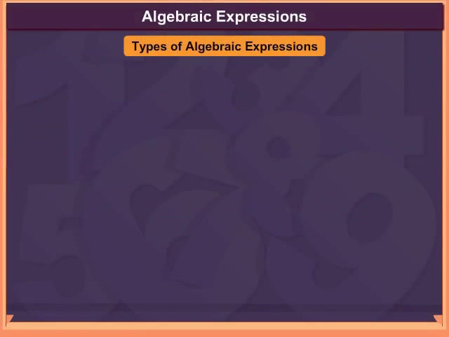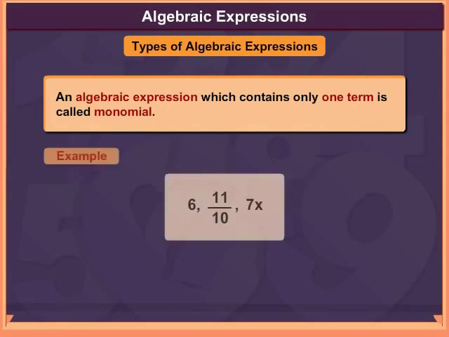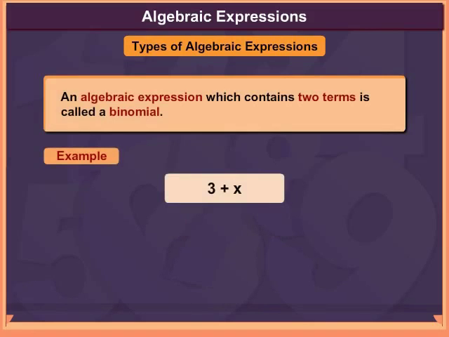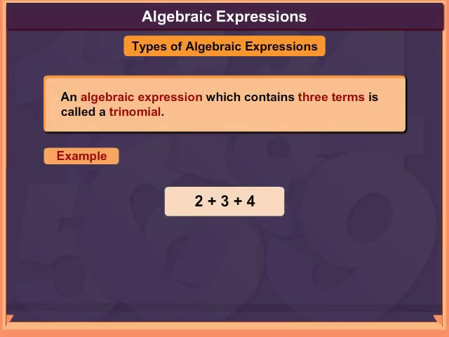Let us see now the types of algebraic expressions. An algebraic expression which contains only one term is called a monomial. For example, 6, 11 by 10, 7x, etc. An algebraic expression which contains two terms is called a binomial. For example, 3 plus x, pq minus 3, etc. An algebraic expression which contains three terms is called a trinomial. For example, 2 plus 3 plus 4 and ax plus by plus c, etc.